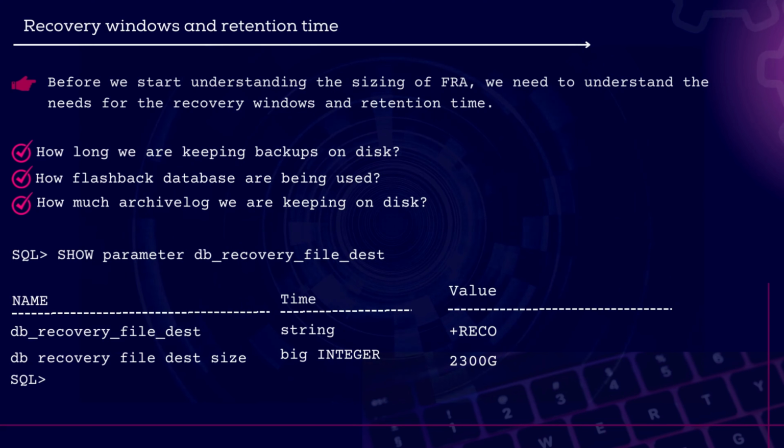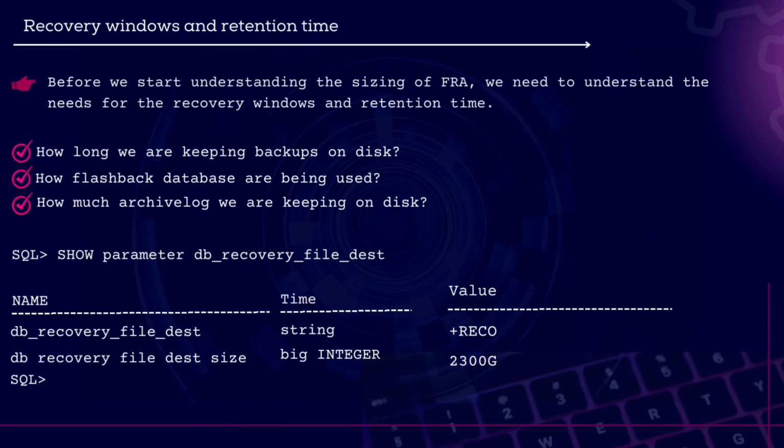But we also need to understand, as I mentioned, how we are going to manage the database flashback, and how many days of Archivelogs we are going to retain on the disk. These are the main three points we need to consider. Keeping them in mind, we can design and decide the size of the FRA and the location and disk of the FRA.